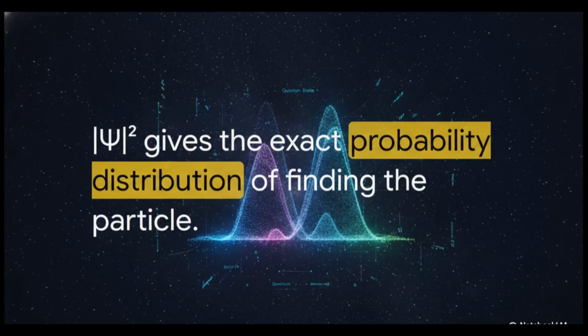Here's the catch, though. The wave function itself is kind of like an invisible blueprint. You can't observe it directly. But if we square the absolute value of psi, we get the actual probability distribution. Doing that math gives us the exact probabilities that we can physically measure in an experiment to find out where a particle is most likely to actually be.